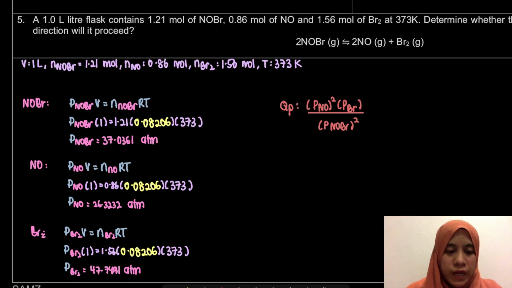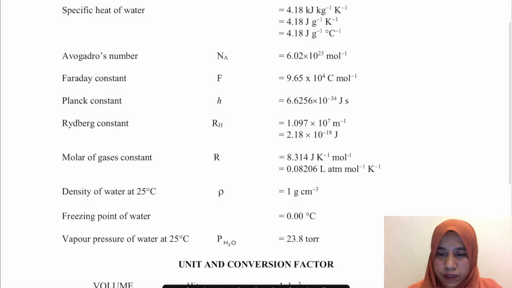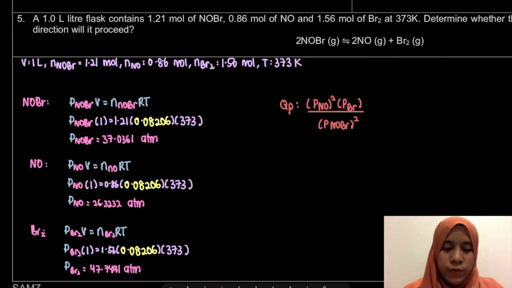So NOBr, we have found, is 1.21. NO is 0.86. Br2 is 1.56. The R, remember, is actually from your list of constants. So here, this one, L atm per mole per Kelvin. So from here, we have found the pressure. It took a while here because I missed the copy paste. Okay, so here we will just substitute the values into the equation.